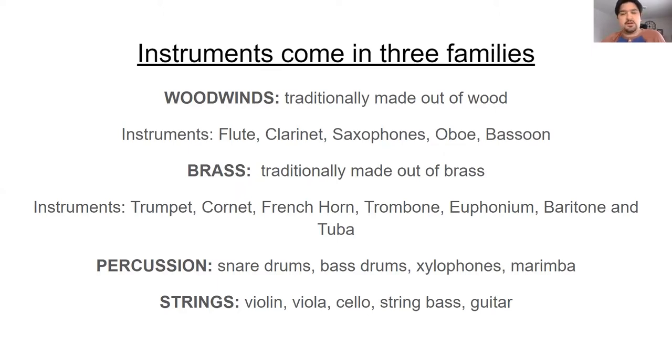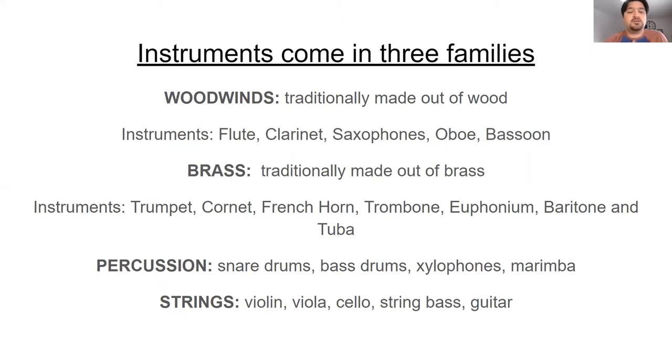The next group would be the percussion. These are the ones that usually have sticks or you have to hit in order to play. And those include the snare drums, the bass drums, the xylophones, and the marimba. And the final group in the orchestra is called the strings, which means that you use strings to play them. These could be the violin, the viola, the cello, the string bass, and the guitar.